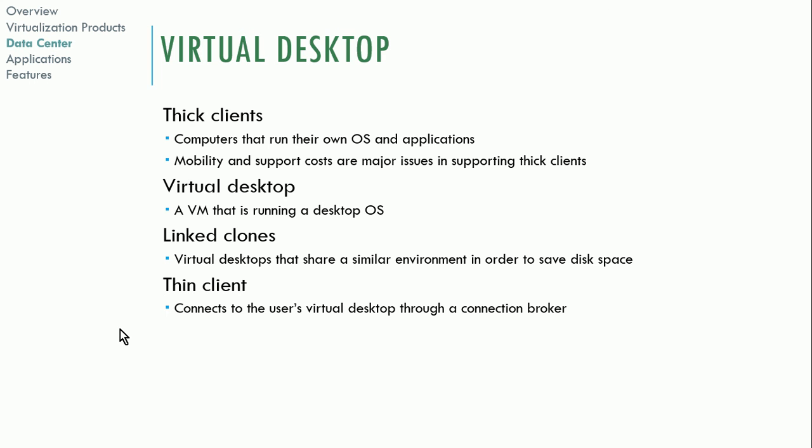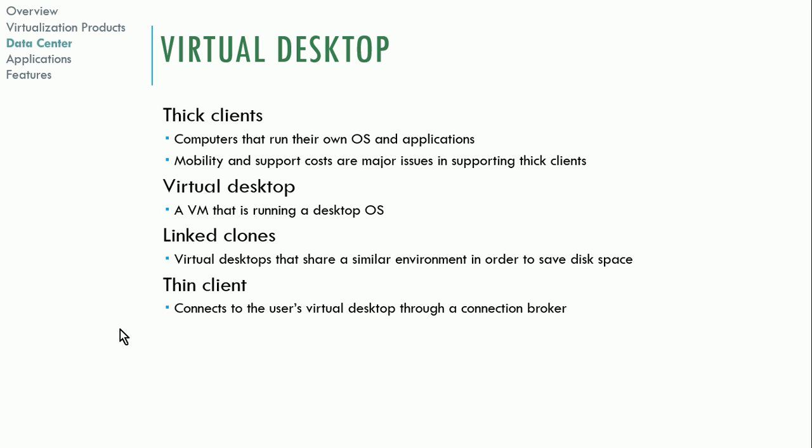A virtual desktop is basically a virtual machine that's running a desktop operating system. So it's a VM that's running a desktop OS. A linked clone is where virtual desktops share a similar environment in order to save disk space. Essentially, every time you need another instance of a VM, it's a linked clone and it shares many of the same resources. So it's not a complete virtual machine. It's only parts of that virtual machine that are cloned from a single master.